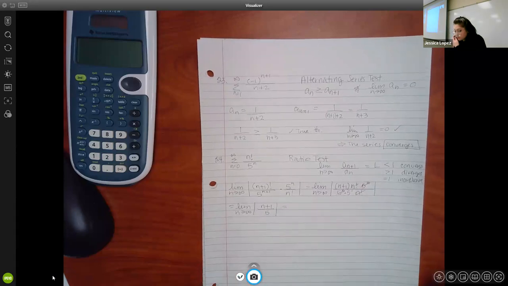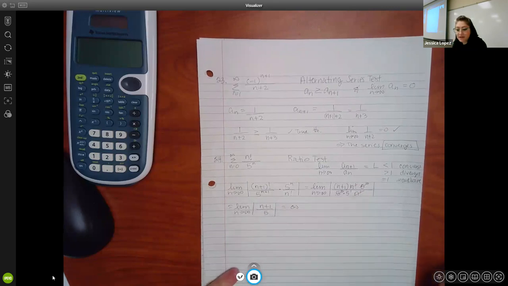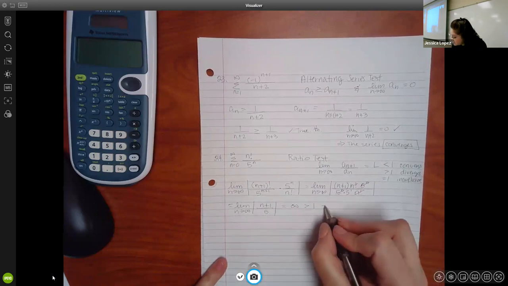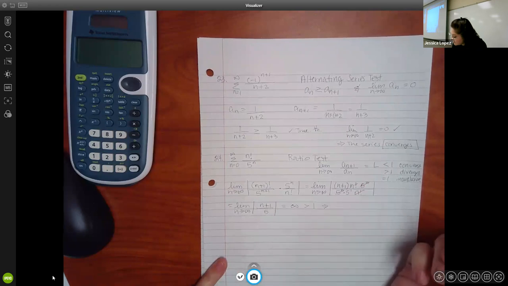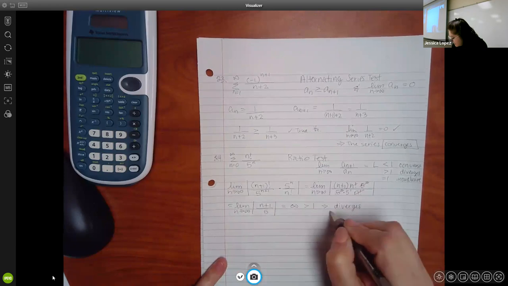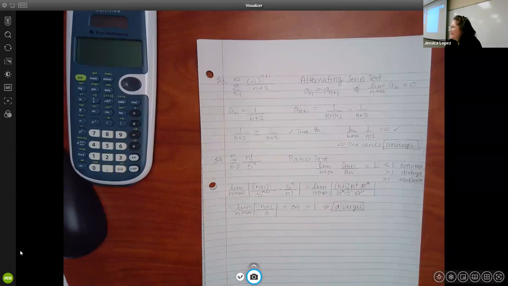What happens as n goes to infinity? I'm going to get infinity, right? Oh, it's not 1, so that's good. But it is greater than 1, isn't it? Which means that the series does what? Diverges. Yes. I was scared for a second thinking it was going to equal 1. I'm like, no, it's not. Good, good, good.